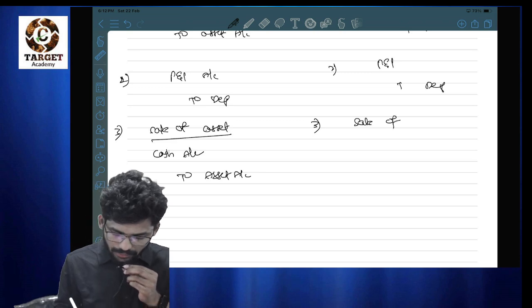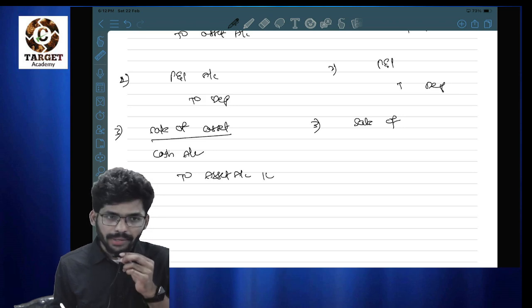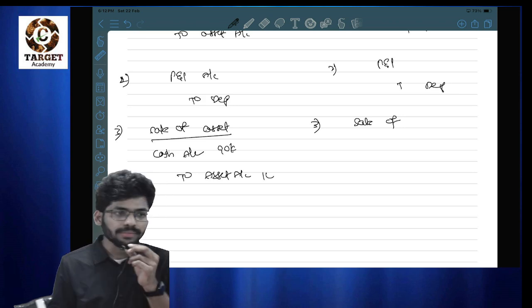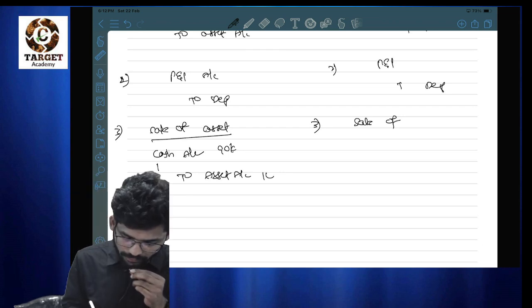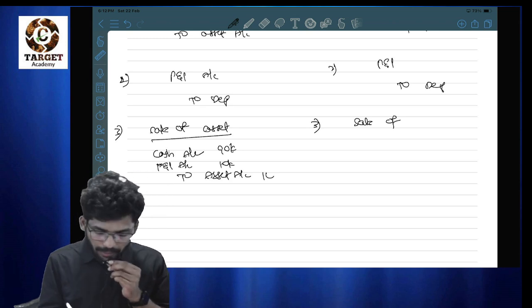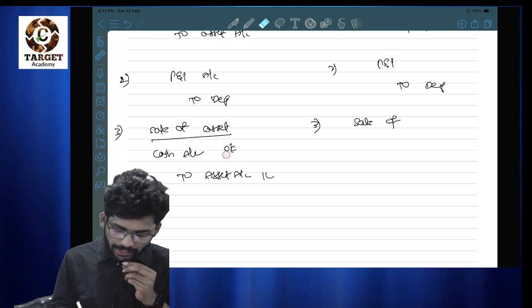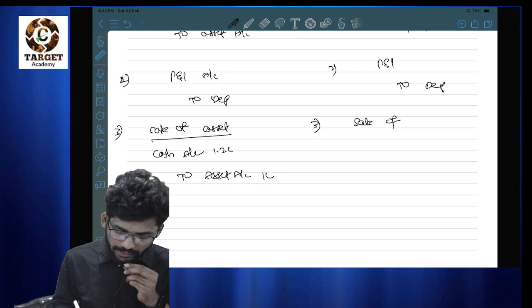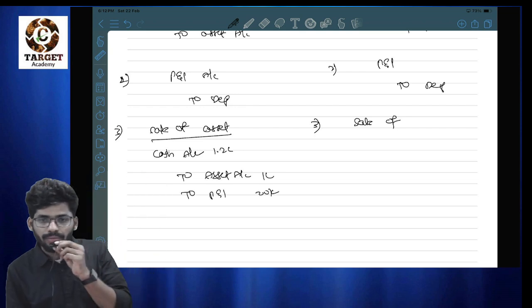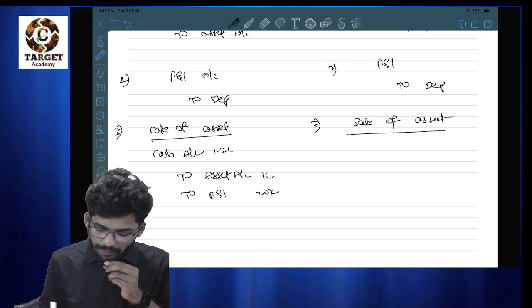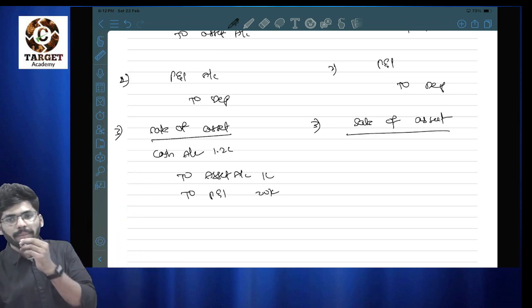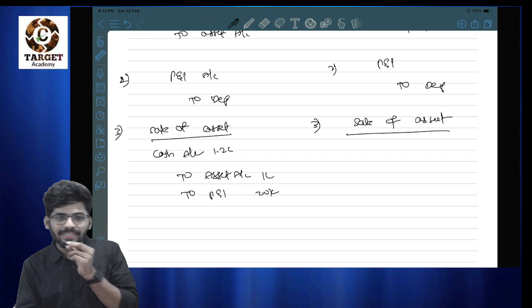Suppose asset value is 1 lakh, but you are selling for 90,000 only. The difference should be transferred to P&L. What is that? Loss. Loss on sale of asset 10,000. Suppose the carrying value is 1 lakh and you are getting 1 lakh 20,000. So to P&L 20,000, that is the benefit. Is it clear? Okay. In case a provision for depreciation account is maintained, what is the entry for sale of asset?